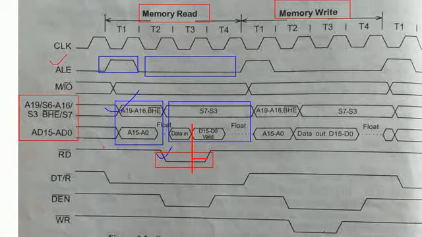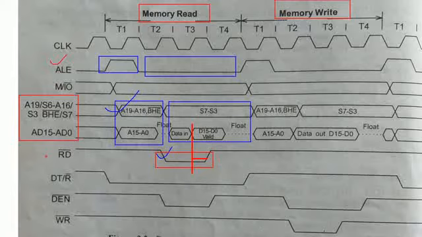After some period, the microprocessor generates the read signal. Within the read signal status, the memory device reads the information from the location and places that information on the data bus. Once the data is placed on the data bus, the microprocessor reads the data from the data bus. So this is the read signal status.